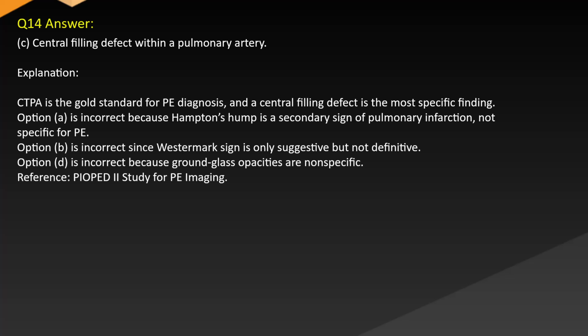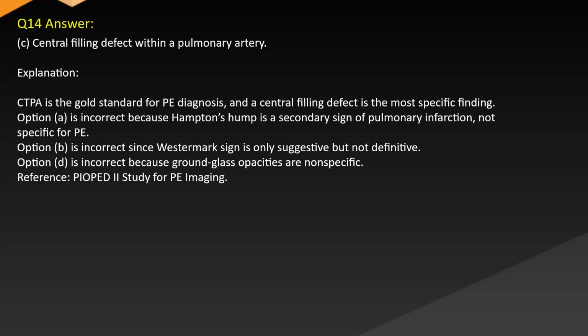Answer: C. Central filling defect within a pulmonary artery. The explanation: CTPA is the gold standard for PE diagnosis and a central filling defect is the most specific finding. Option A is incorrect because Hampton's hump is a secondary sign of pulmonary infarction, not specific for PE.